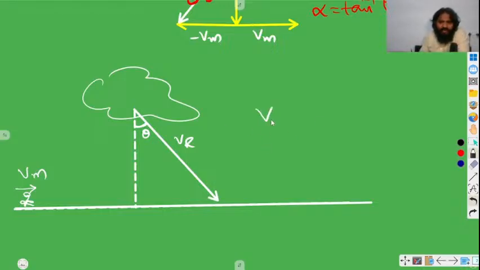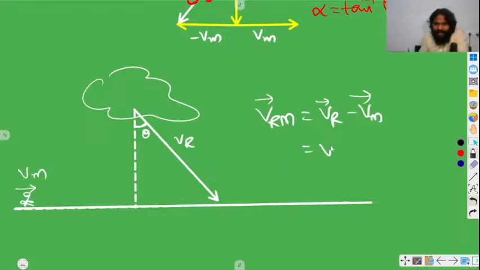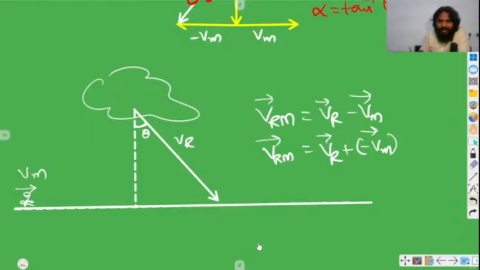Now what do we want? Velocity of rain with respect to man. If you know this velocity of rain with respect to man, then we can know how to hold the umbrella, right? So now velocity of rain with respect to man is equal to vr bar minus vm bar. This is the velocity of rain with respect to men. So now from this, you can write vr bar plus minus vm bar in order to apply the triangle of vectors. This is nothing but vrm, velocity of rain with respect to man, right? So now here let's apply the triangle of vectors.